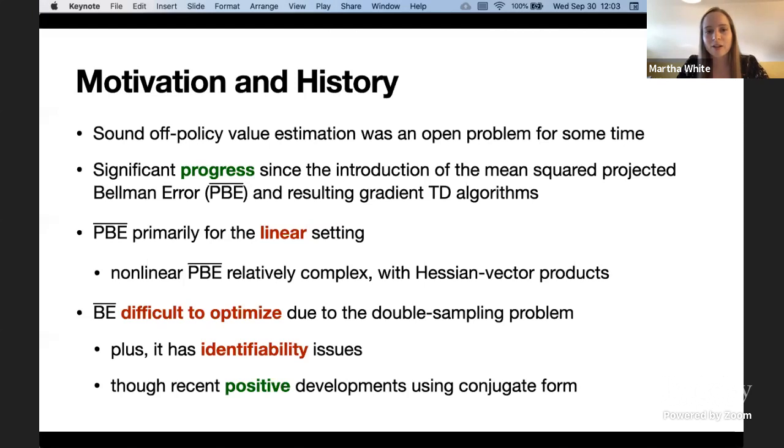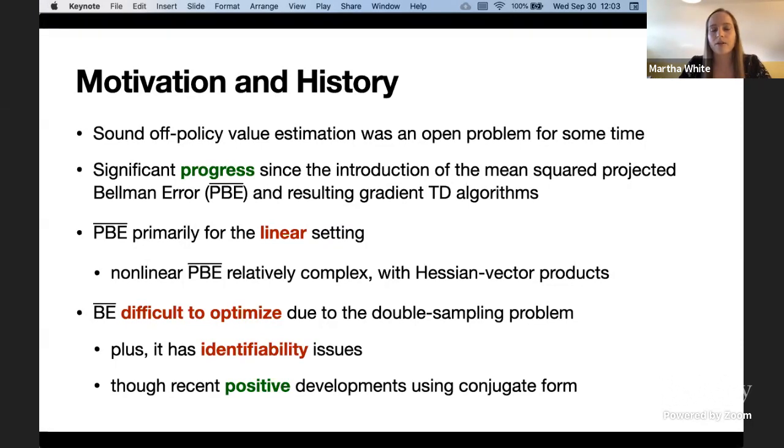And on the flip side, now we are asking how are we going to bring some of this stuff to the nonlinear case. The Bellman error has always been applicable to both. We could use it for the nonlinear or linear setting. In the projected Bellman operator, the projection is harder to compute for the nonlinear setting, which is one of the reasons we've been using it so much in the linear setting. But the Bellman error has its own problems. So one thing for a very long time is that it was considered difficult to optimize because of the double sampling problem.